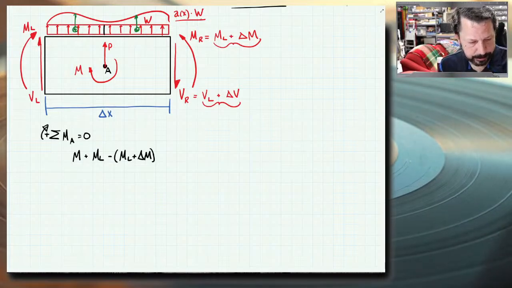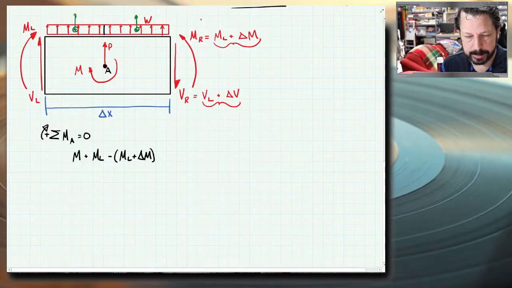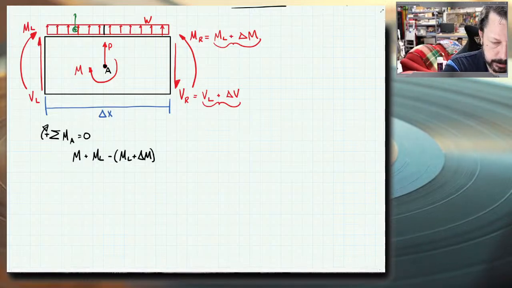So what I like to do is just make it simpler on my brain and think of it as, well, what if it's just an evenly distributed load? And well, let's leave those on there.